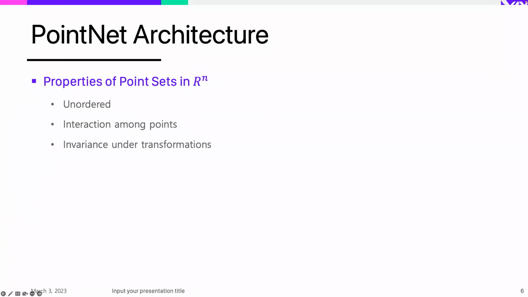So before we delve into the details of PointNet, we need to know the properties of point clouds. The key properties of point sets are as follows. First, they are unordered. Second, there exists an interaction among points. Third, they are invariant under transformation. Knowing the properties of point sets is important because the key modules of PointNet are inspired by these properties.